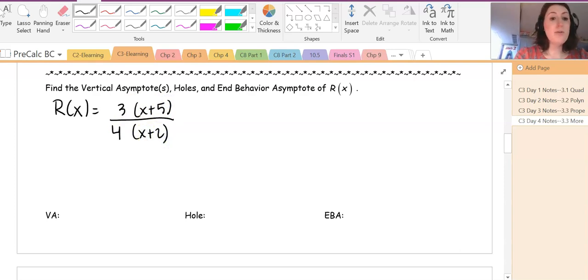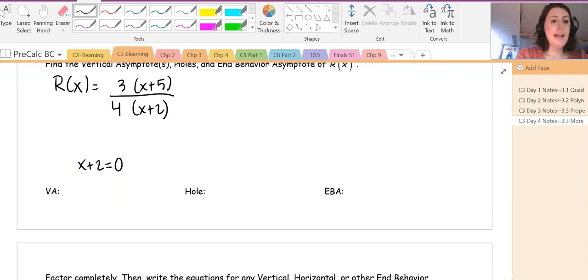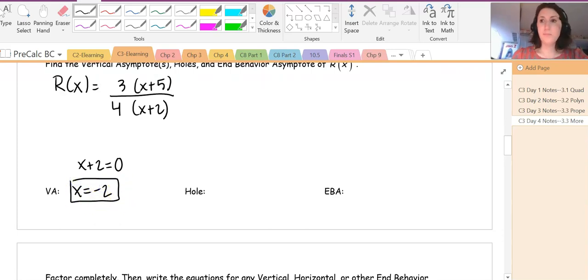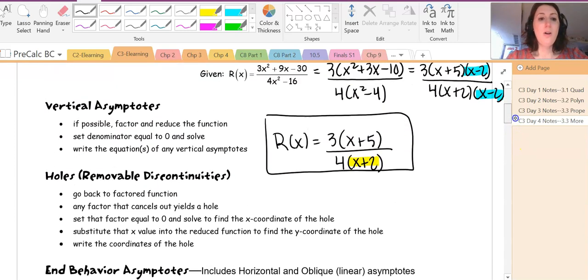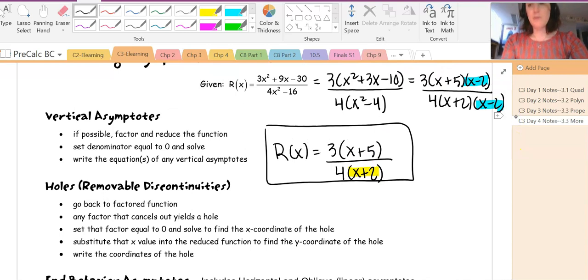So vertical asymptote, set your denominator equal to 0, and then make sure that you actually put your x equals. Okay, vertical asymptote, check. Holes, removable discontinuity. Removable discontinuity is a calculus term. We'll use that a lot more second semester.